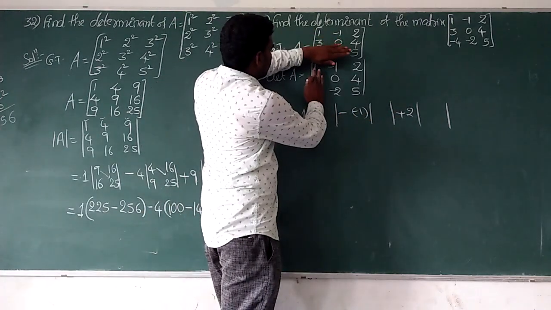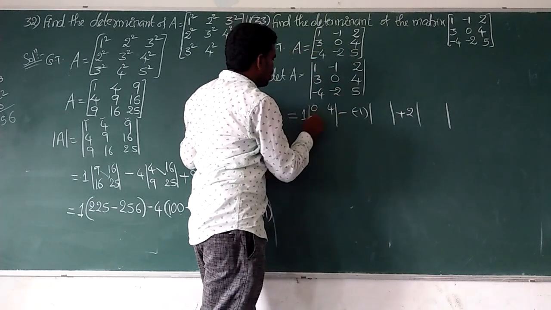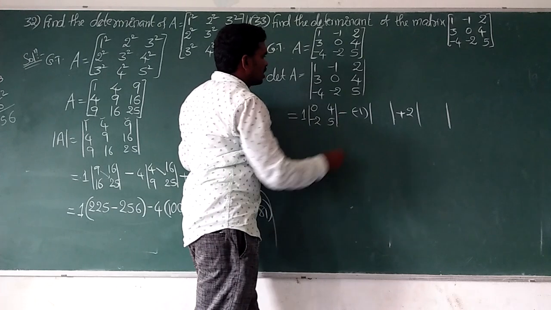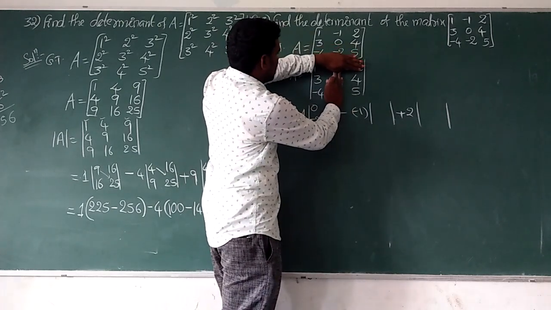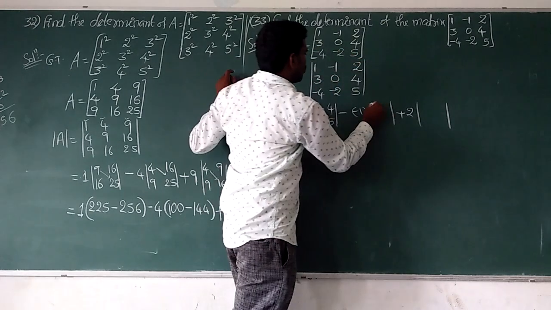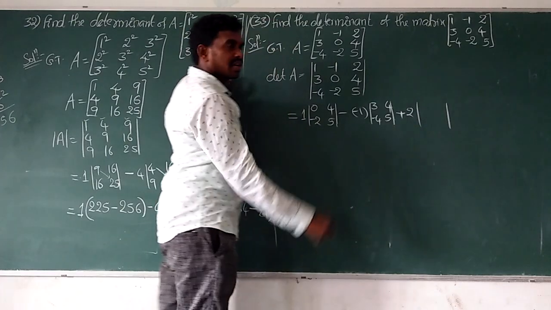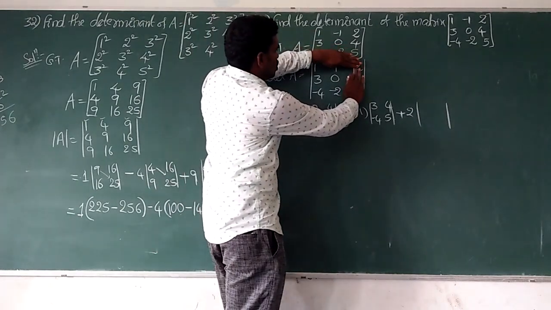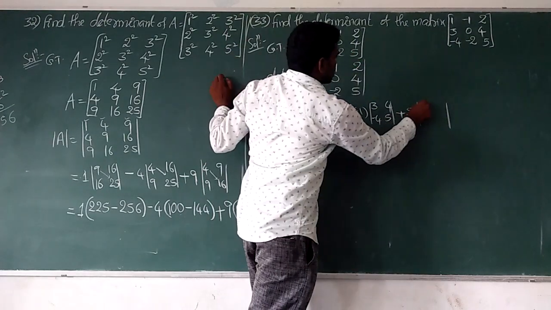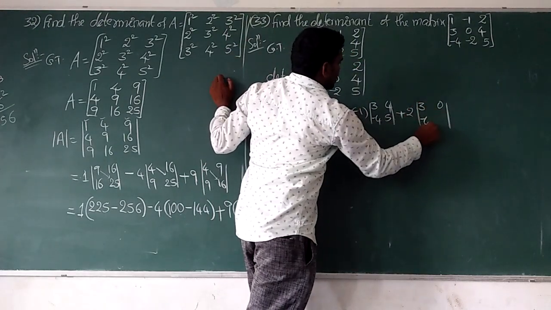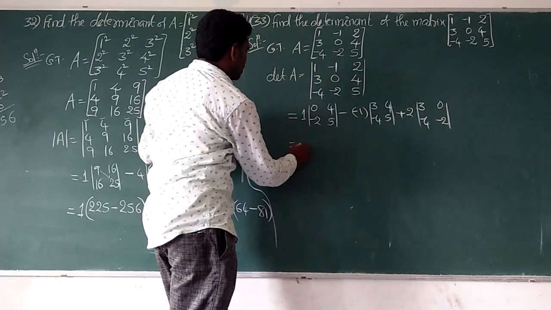Next elements: for 1, close 1 column and 1 row: 0 4 minus 2 5. Next, minus 1. I think already you understood very clearly: 3 4 minus 4 5. Next for 2, close 2, remaining elements 3 0 minus 4 minus 2. And simplify it. We will get the answer.